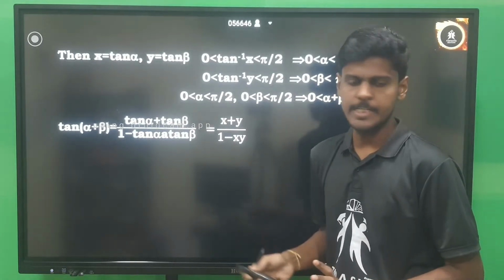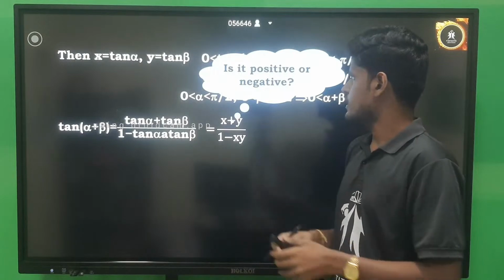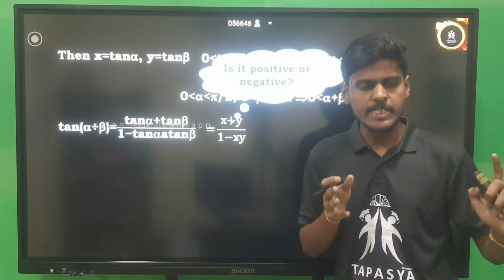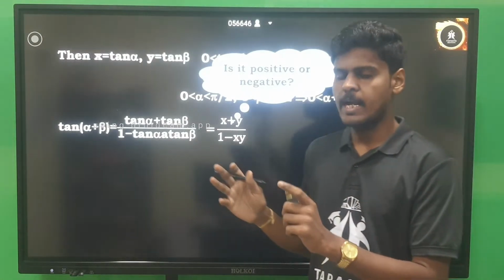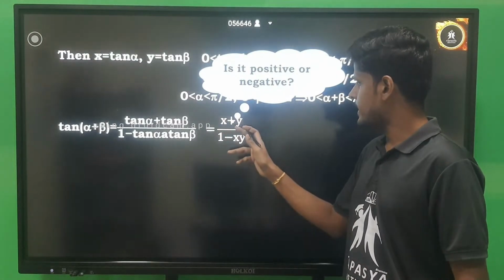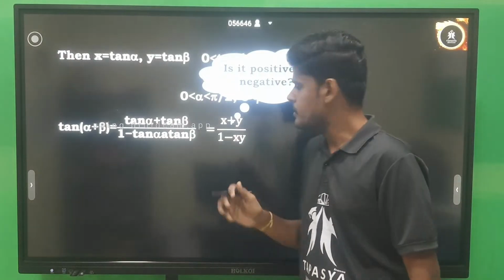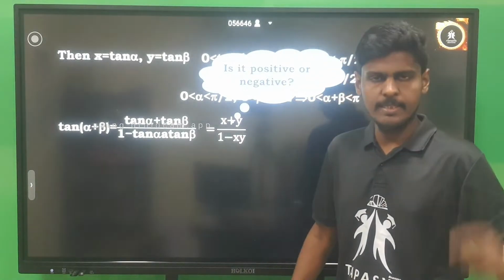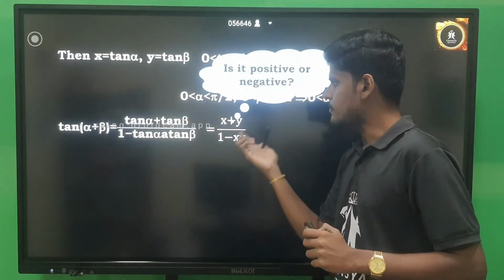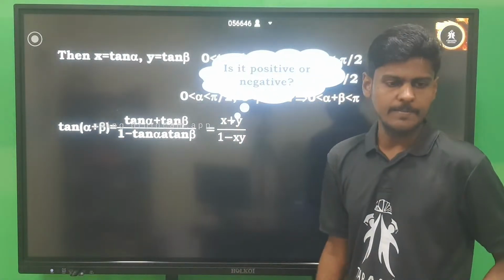After this, what we need to do is, what is the value of this? Is it positive or negative? Remember, we chose the condition that x is greater than 0, y is greater than 0 and xy is less than 1. That means x plus y should be positive, and xy is less than 1, so 1 minus some number less than 1 is also positive. Numerator and denominator are positive, which means this quantity is always positive. Now remember, tan of alpha plus beta is a positive number.